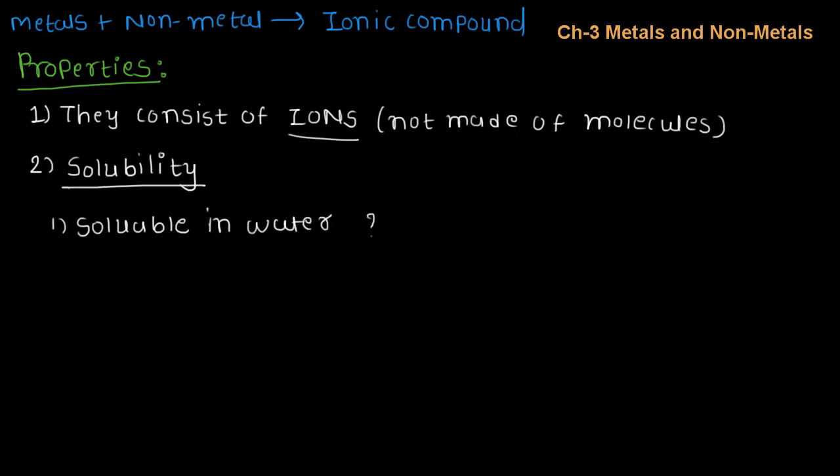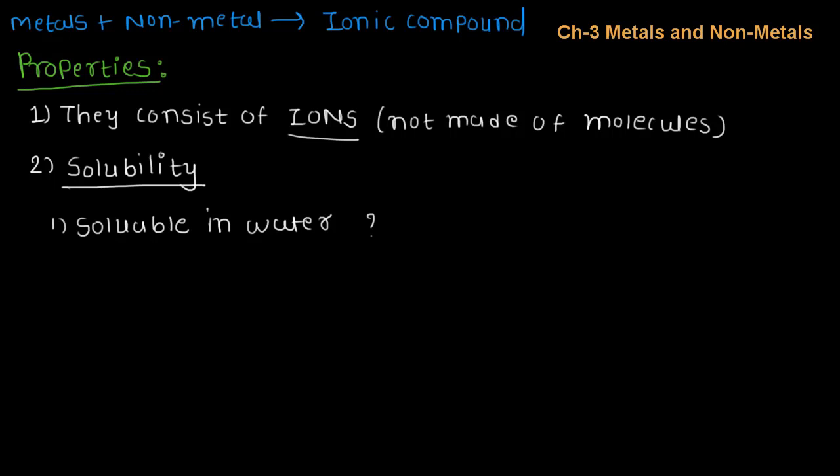Why does this happen? Let us understand. There is a property of water. It weakens the force of attraction between ions of electrovalent compound. So, what is water doing? It will make weak the electrostatic force between two ions. That's why ions will separate from each other and they will dissolve in water.